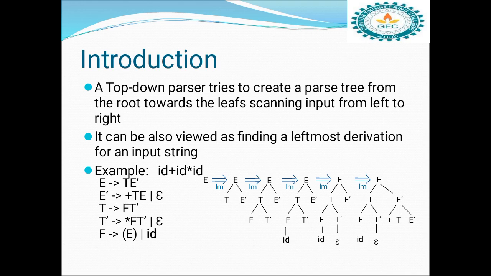So here we substitute: ID, epsilon. So ID plus, again T tends to FT dash. F tends to ID and T dash tends to epsilon. Then E dash tends to epsilon. So directly you get id plus id star id.